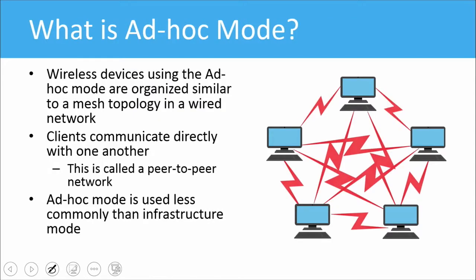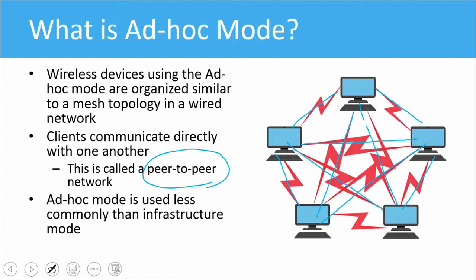Ad hoc mode is where devices are organized in something similar to a mesh topology. So if you recall from when we were talking about the mesh topology, notice that every single device is connected to every other device in the topology, right? And of course, those red lightning bolts, they resemble wireless communication. Clients communicate directly with each other. And so this is an example of a peer-to-peer network like we had talked about previously.